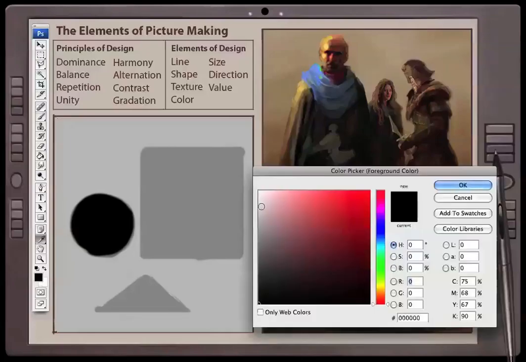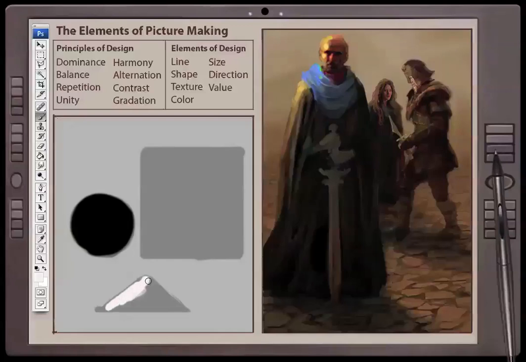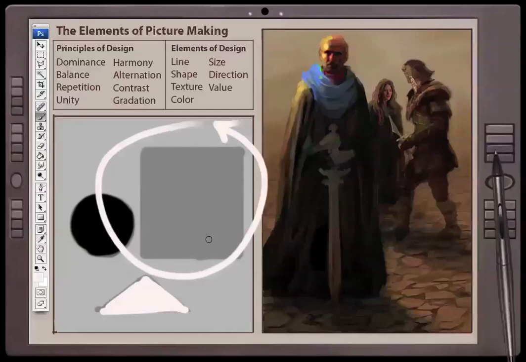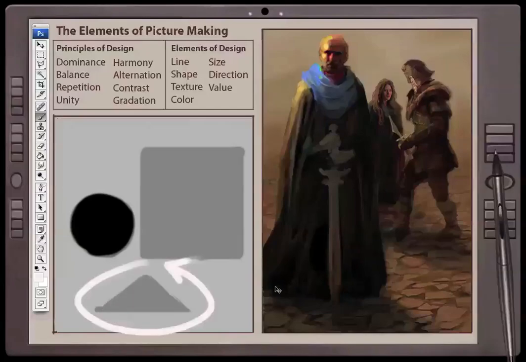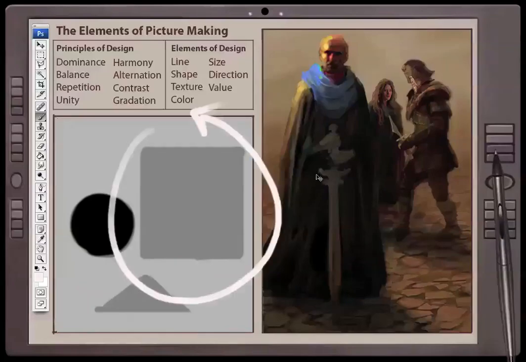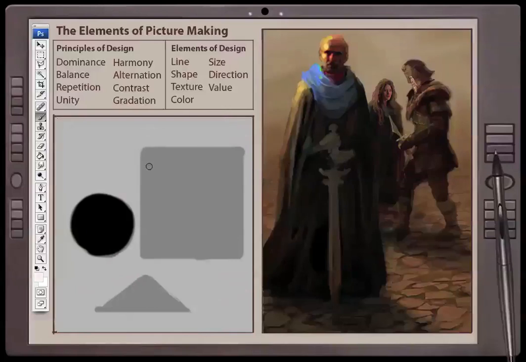If I make that triangle white again, I still have dominance over here because there is more of this gray value than the other values. But I have less dominance than I had before, and because of that, the triangle is not integrated with the square. But by providing more dominance like this, making the triangle the same value again, I've now integrated the triangle with the square again. And the result is even more dominance.